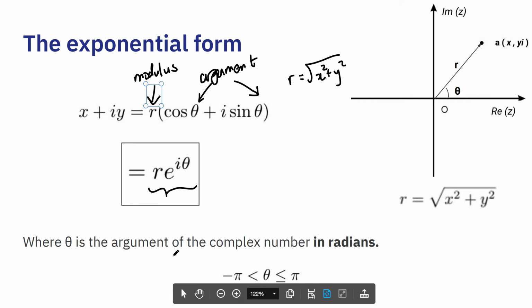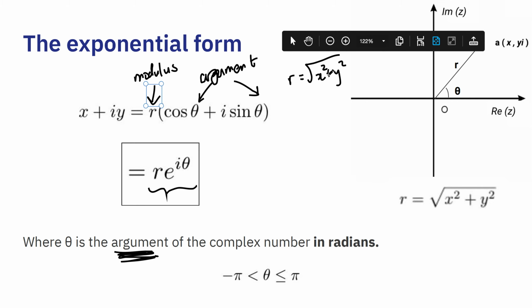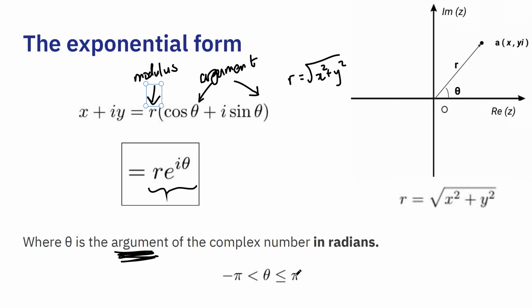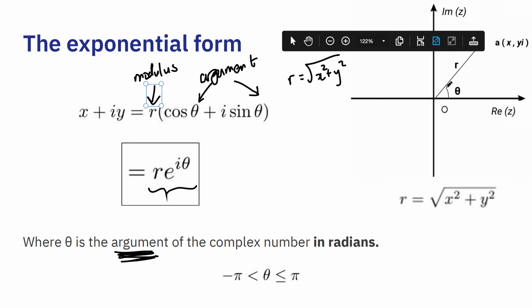Okay, so the thing about this argument is that it has to satisfy this exact range: minus pi is less than theta, less than or equal to pi. So at minus pi, the vector might be somewhere over here, or let's say minus 3/4 pi might be over here. And pi is just rotated this way, so it's kind of anti-clockwise.